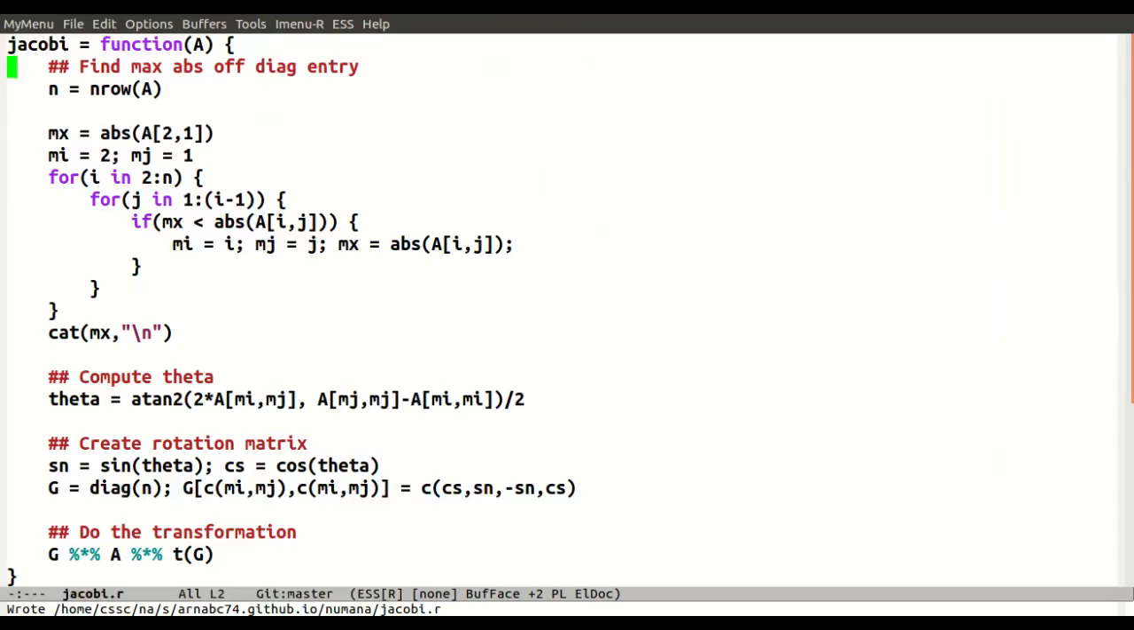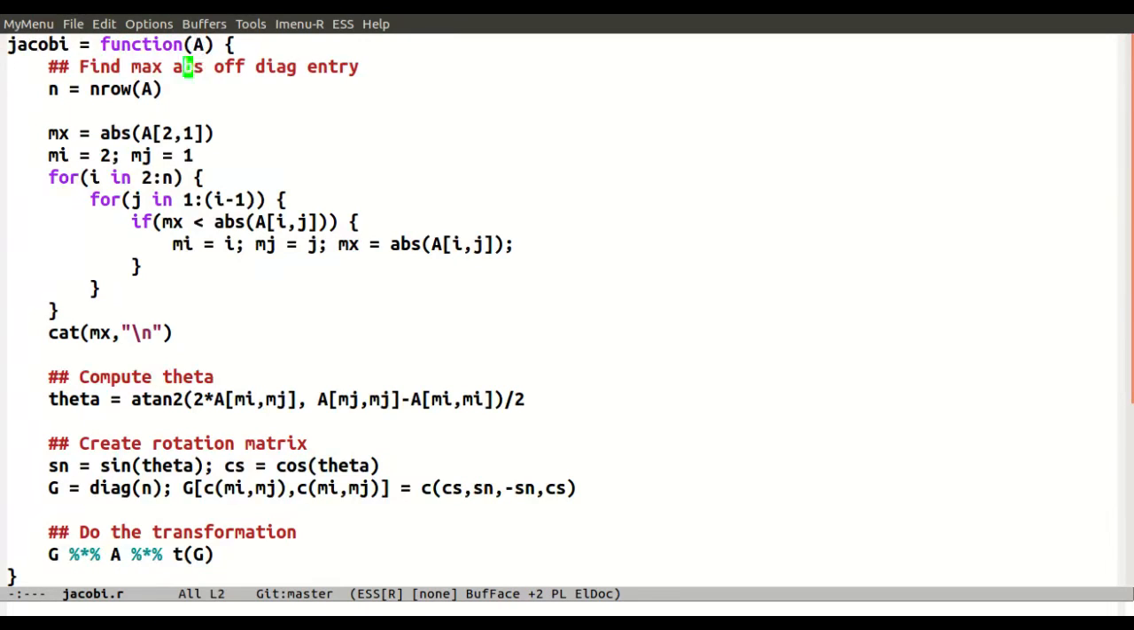But for the time being, let's take an example and see how we might implement it in a language like R. Okay, so we will write a function. We already have a function to implement this Jacobi algorithm, one step of the Jacobi algorithm rather. So it's a function Jacobi equal to function, and A is the input matrix.